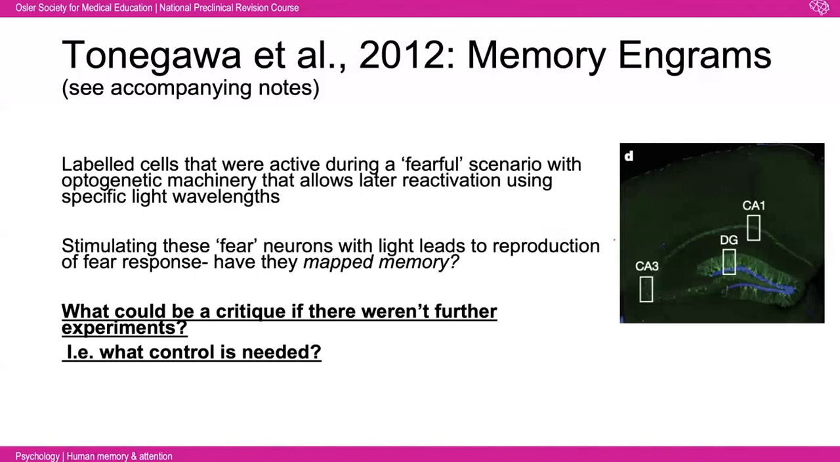But quite an obvious critique, if this was all they'd done, would be that, oh, maybe they've just caused a lot of strange brain activity by reactivating all sorts of neurons. And even if they reactivated any neurons, they'd cause this freezing response. But importantly, they did have controls. So rather than doing a fearful scenario, they also did the same experiment in a neutral scenario. And when they did that, there was no reactivation of the same response. So it wasn't just that they're reactivating cells. It seems that it is specific to those fear cells.